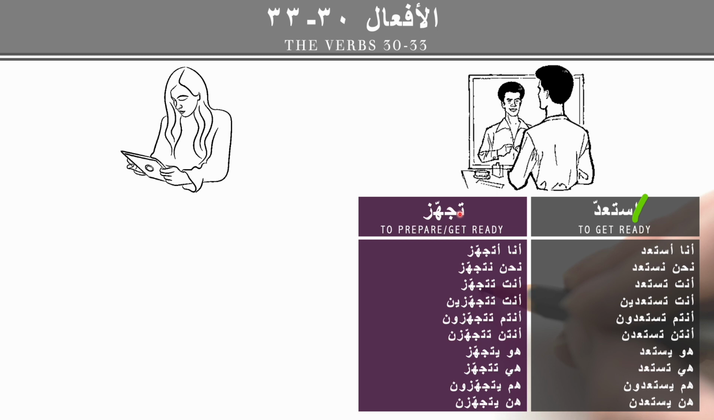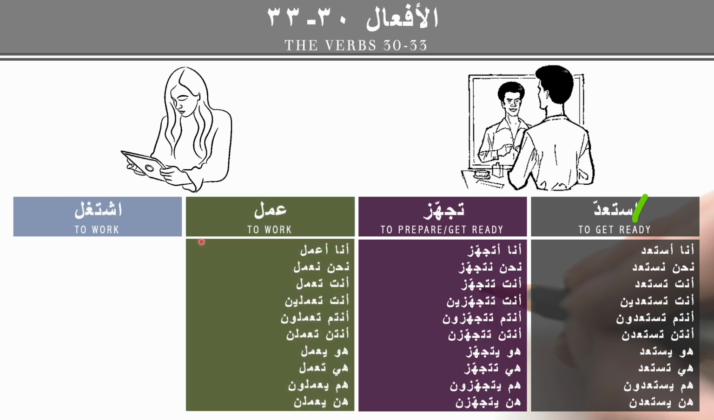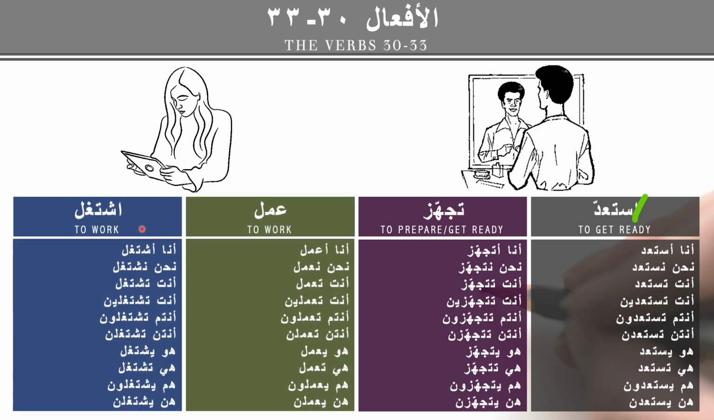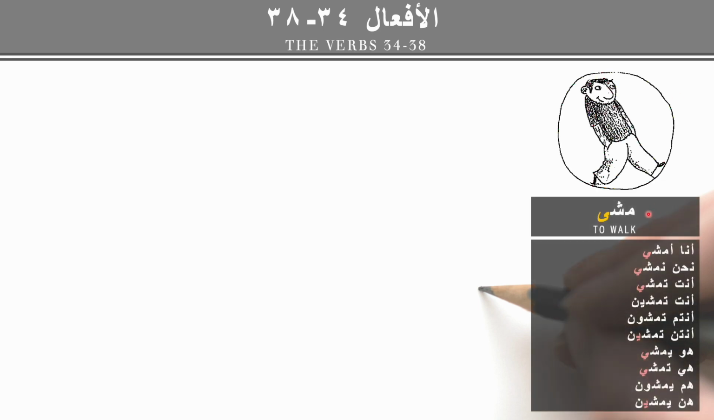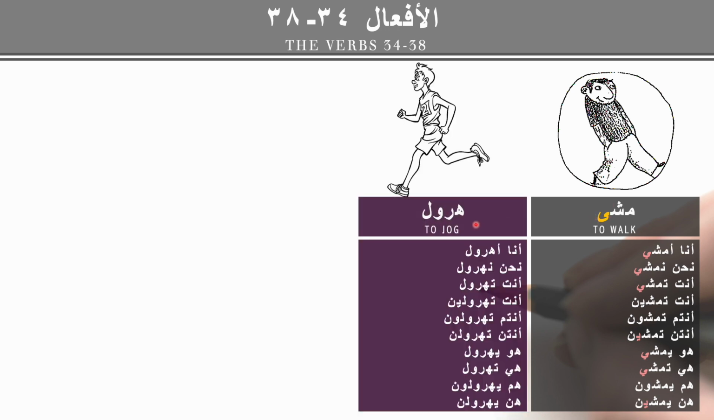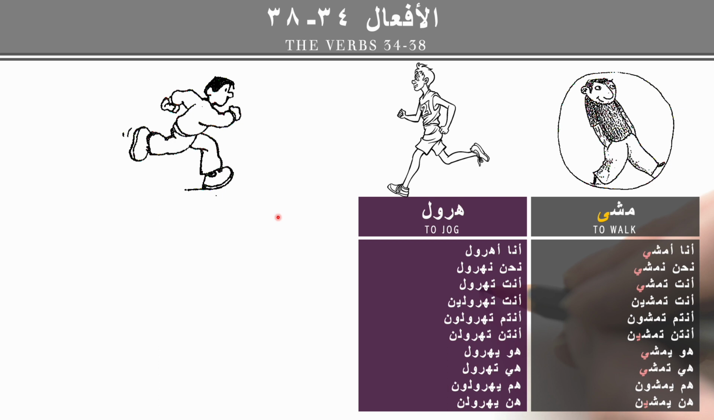The next verb is about working. عمل, and to work, اشتغل. But for اشتغل, you need to remove the extra alif at the beginning of the verb before conjugation. The next verb is to walk, مشى. Pay attention that this is a three-letter verb ending with a vowel. The next verb, to jog. To jog is هرولة. The next one is to run.